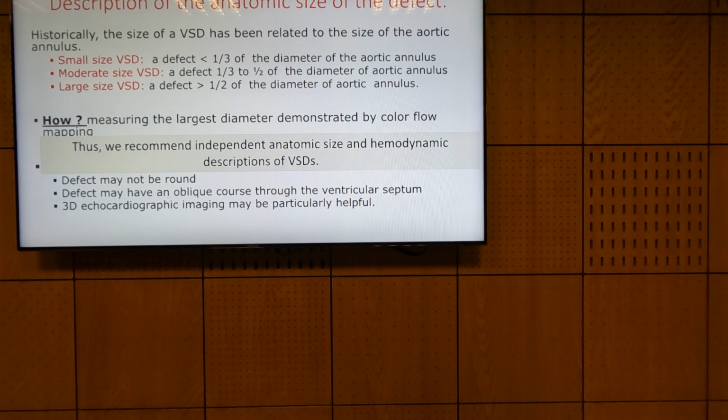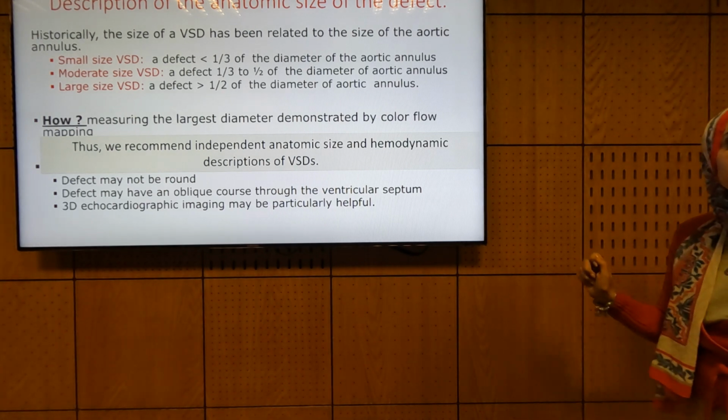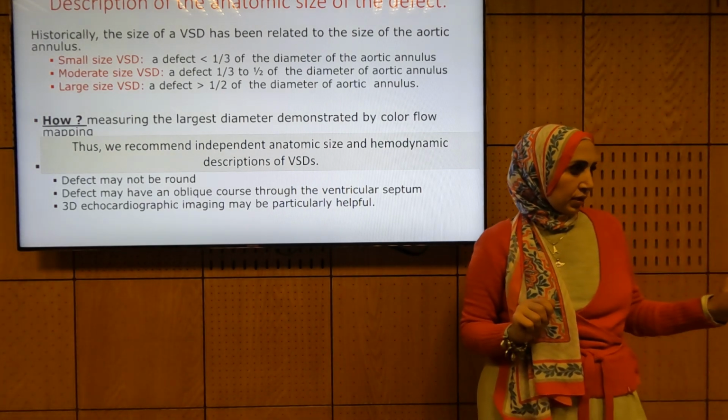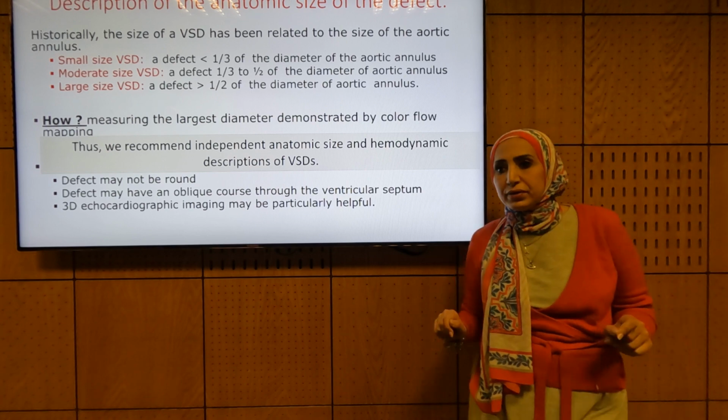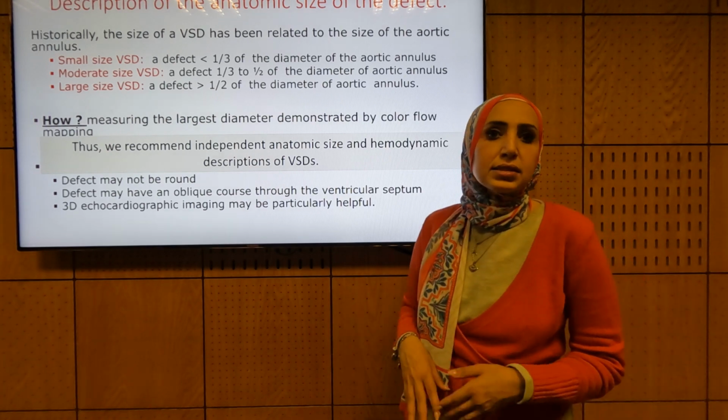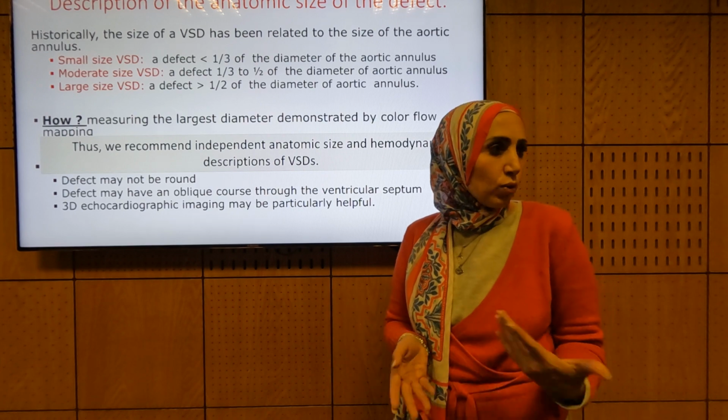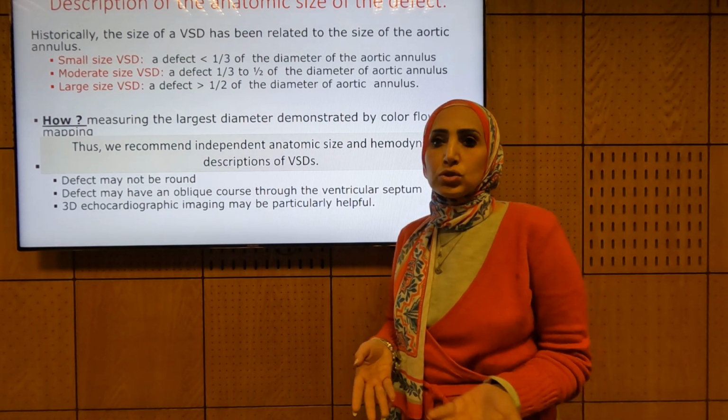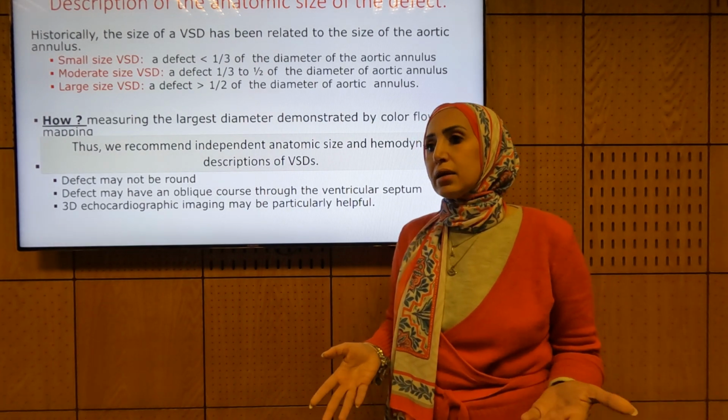So because of this pitfall, we tend to ignore the size as a marker for the VSD. We measure the size, but we also give the hemodynamic description of the VSD. That's why we mention the size, something like 4x5, but we also have to describe whether the VSD is hemodynamically significant or insignificant. Otherwise it would be very easy: if you have a large VSD, it's hemodynamically significant; if you have a small one, it's not, but that is not the clinical practice.